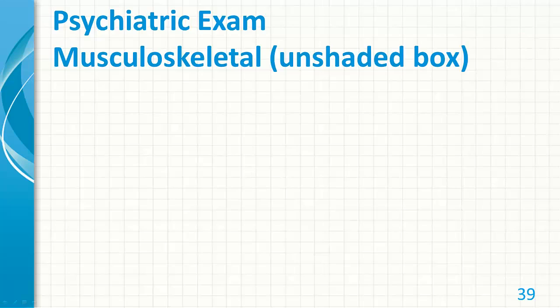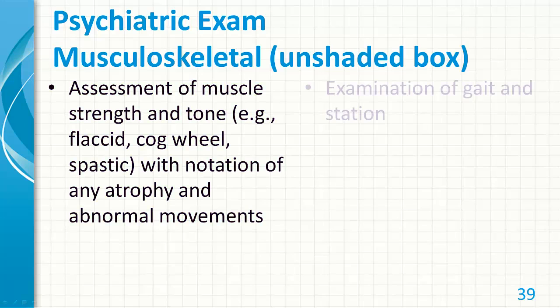The second part of the examination is musculoskeletal. Unshaded box again refers to how this is presented in the 1997 guidelines, and that only one of these bullets is required for a comprehensive examination. The 2 bullets for musculoskeletal are muscle strength and tone, and gait and station.